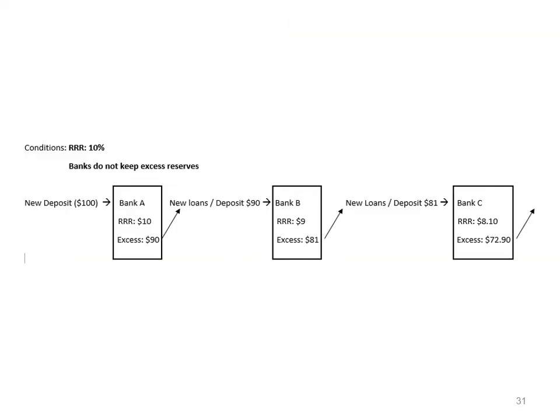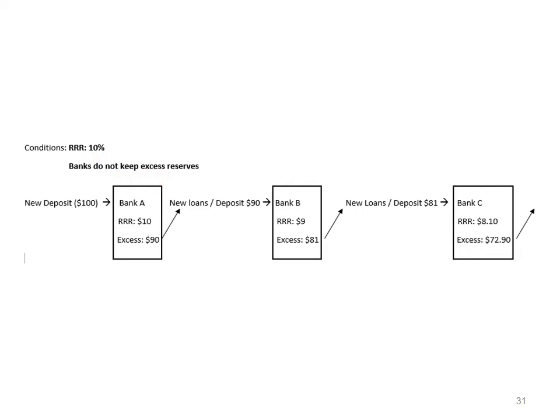Now, how do fractional reserve banking and commercial bank lending create money in the economy? Let's take a look. We must first examine the conditions in the banking system that are set by the central bank. Let's assume that the central bank has set a required reserve ratio, I call it RRR, at 10%. And we assume that banks do not keep excess reserves. That means they lend out whatever they can. So the banks will lend out the remaining 90% of their deposits. Every time they receive a deposit, they keep 10% as stipulated by the central bank and lend out the rest.